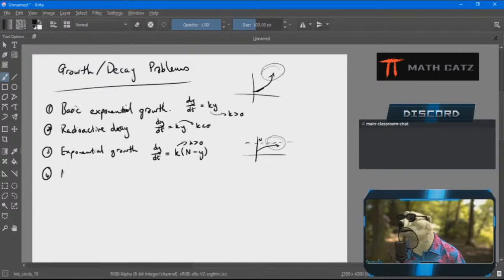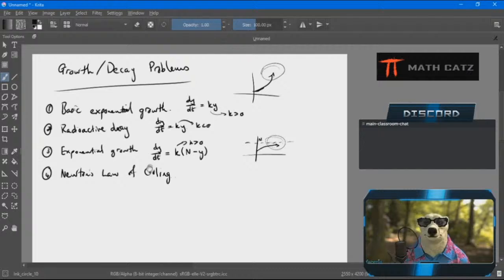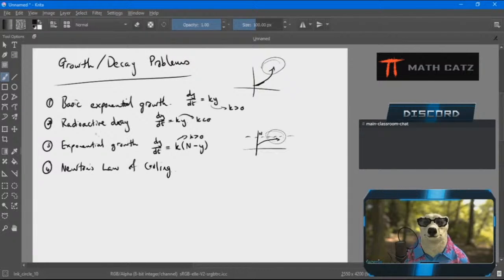The next one I want to look at is Newton's law of cooling. Cooling? Can I write cooling? Oh, come on. Cooling. There we go. So let's see what that says. Let's just write it over here. Newton's law of cooling says if I have like a cup of coffee that's really hot and I want to leave it out to cool.